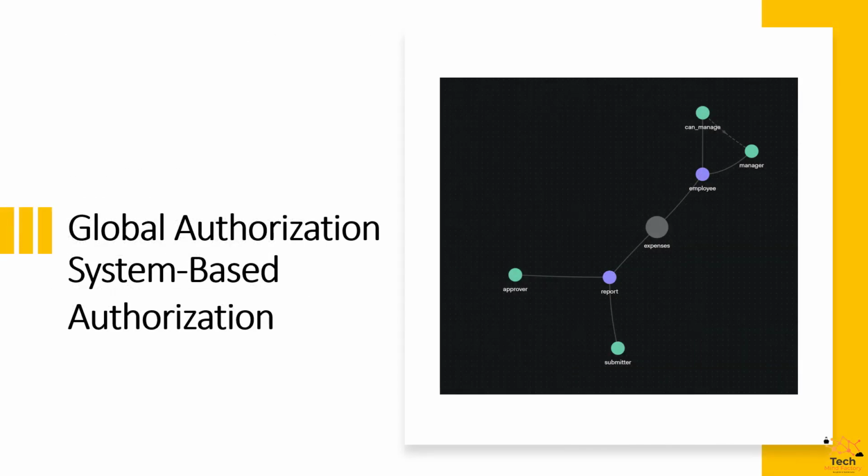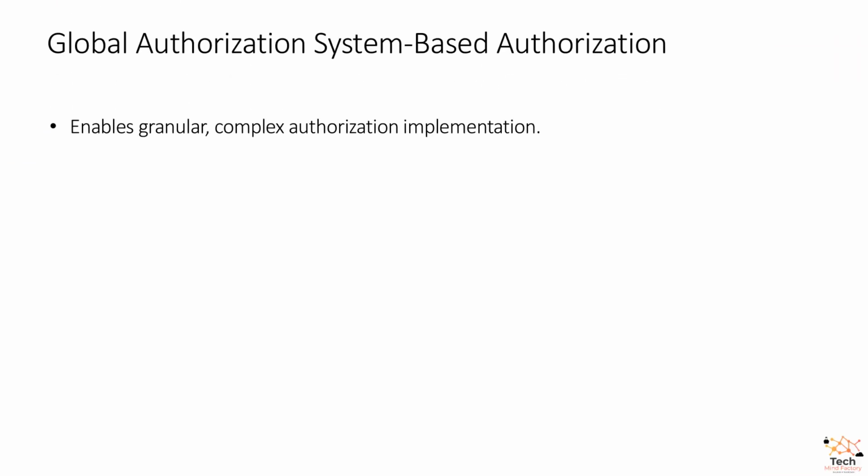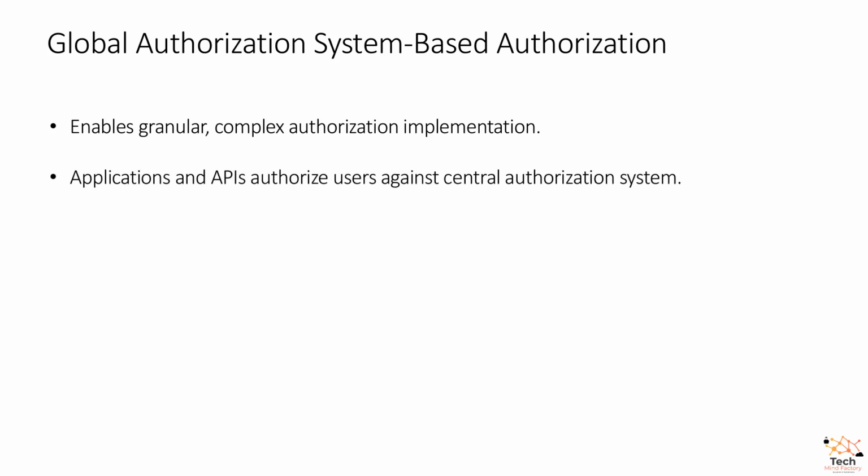So now, let's talk about global authorization system-based authorization. Previously we talked about token-based authorization, so we talked about putting authorization data in the token. But right now, the other approach we are going to discuss is global authorization system-based authorization. So let's talk about the details. Such global authorization system-based authorization enables granular, complex authorization implementation. So that's a big advantage. We can really implement a complex authorization model and then use it in our application solution.